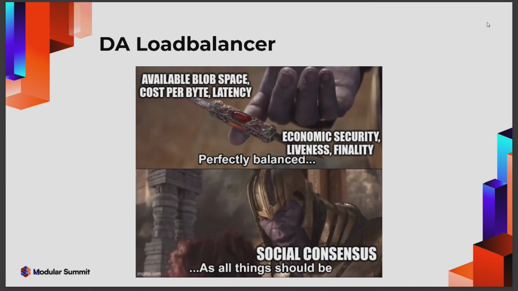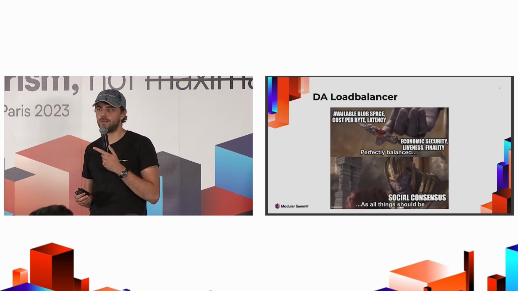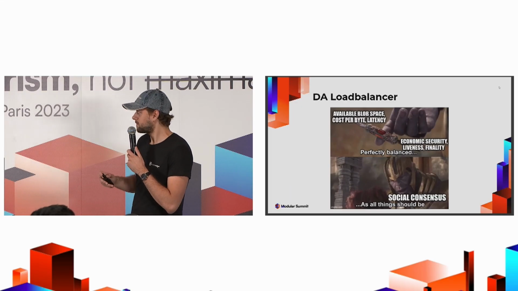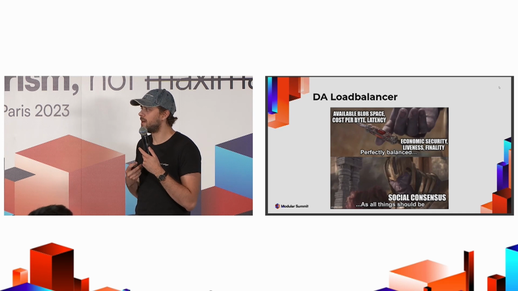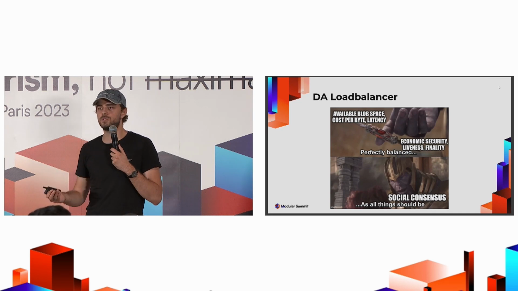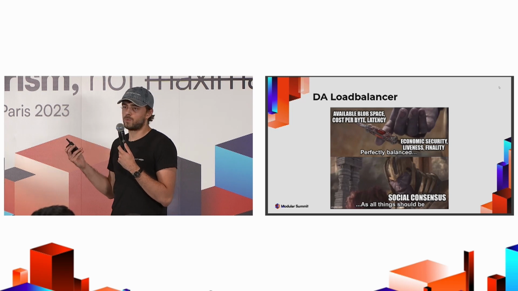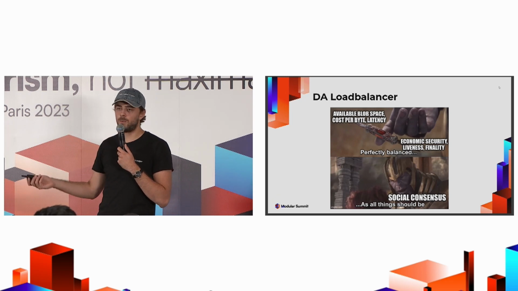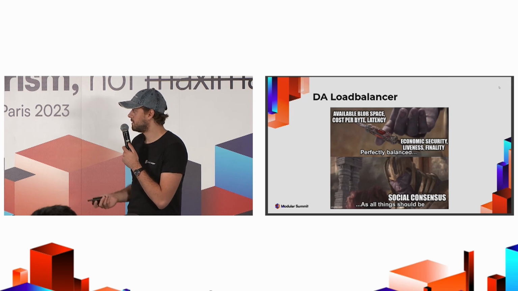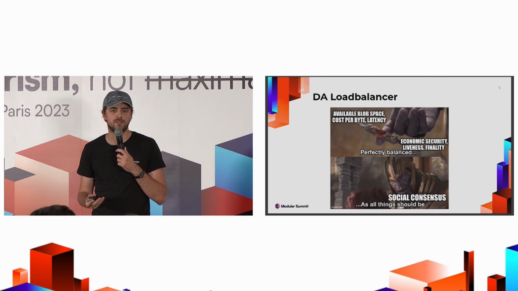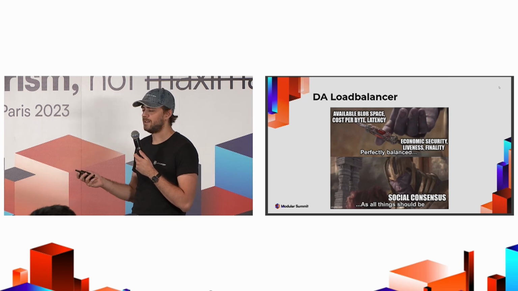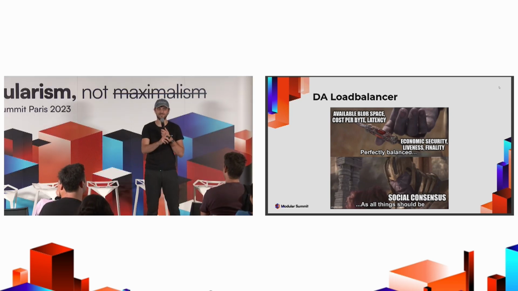Okay, I'll give you a nice thought experiment. Let's imagine we have two data availability layers, and because it's switch and choose, we can now optimize as a community what we want to prioritize: available blob space, cost per byte, latency, economic security, liveness, failure. Finality. Not liveness, failure.